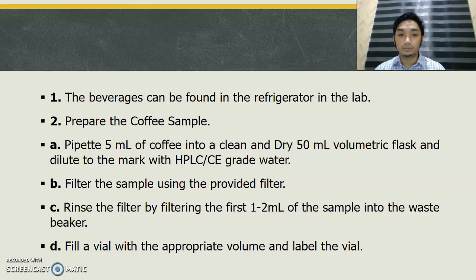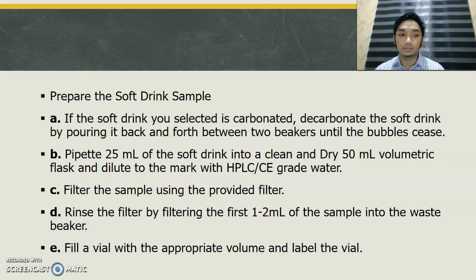Prepare the coffee sample. How to prepare the coffee sample? First, pipette 5 ml of coffee into a clean and dry 50 ml volumetric flask, and then dilute it to the mark with HPLC grade water. Then filter the sample using the provided filter. Rinse the filter by filtering the first 1 to 2 ml of the sample into the waste beaker, and then fill a vial with the prepared volume and label the vial.